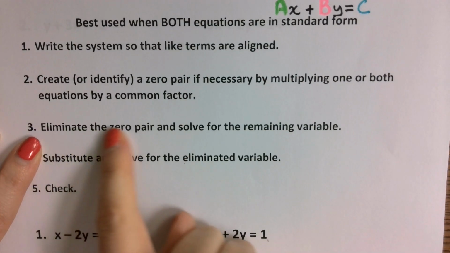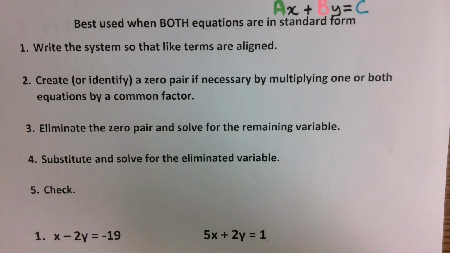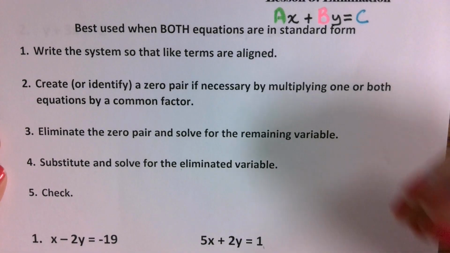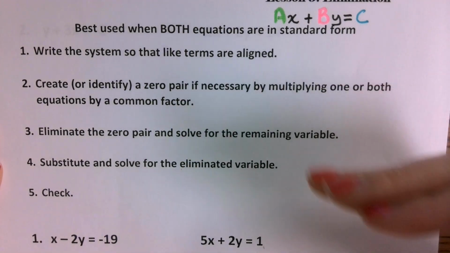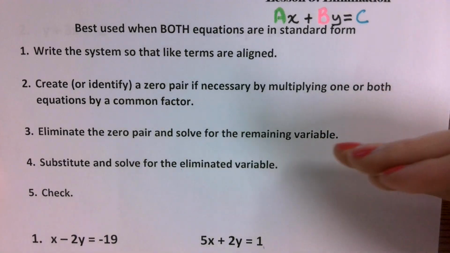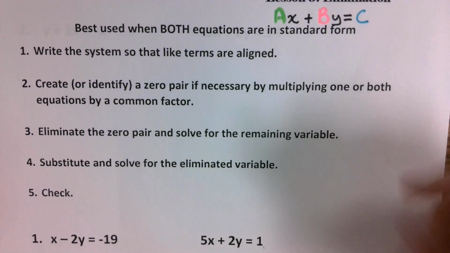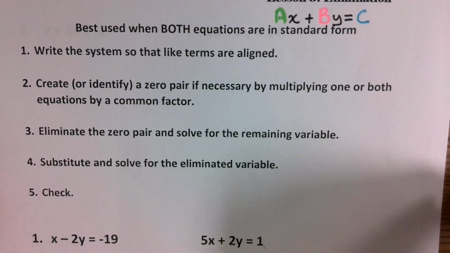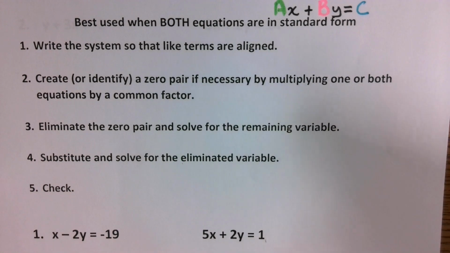Then you can eliminate the zero pair by combining those values together. Addition will allow you to eliminate opposite values. So a positive 12 and a negative 12 would eliminate out, and your other variable would be left isolated. Okay, so you'd only have one variable remaining. Once you have one variable remaining, you'd solve for what that variable equals, and then you'd do the same process that we did with substitution.